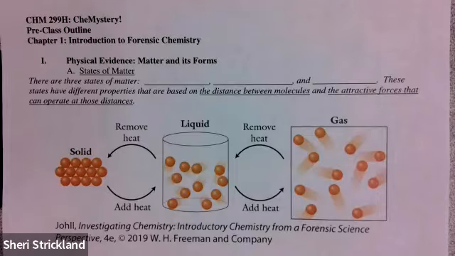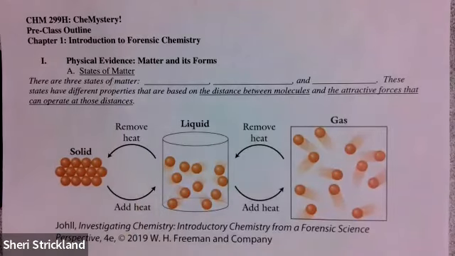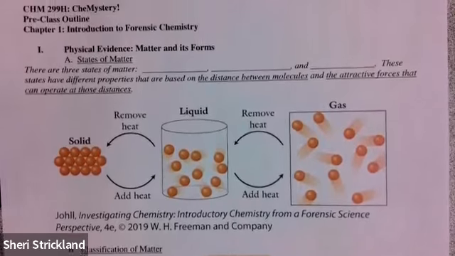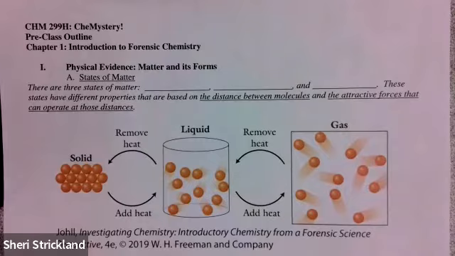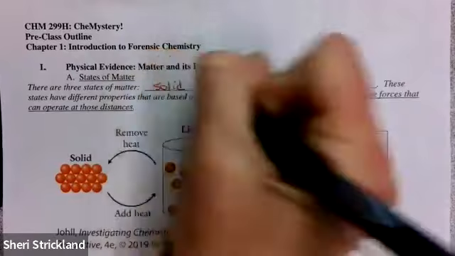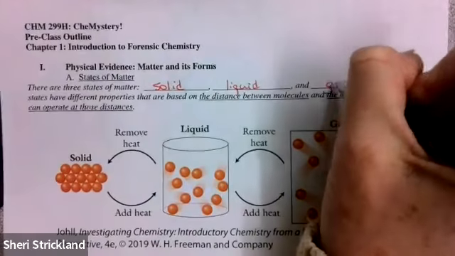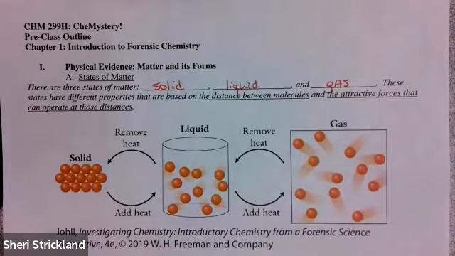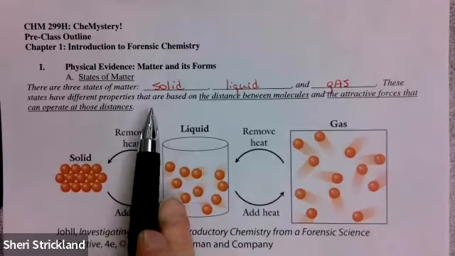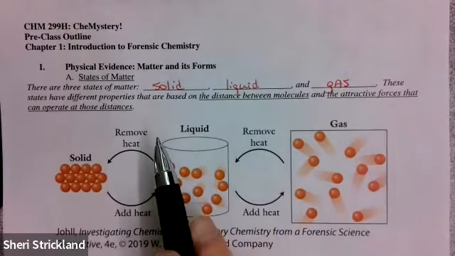And our foundation is matter, because we need to know a fair amount about the states of matter and the classification of matter in order to have a solid foundation to begin. So there are three states of matter that you see right here: the solid, the liquid, and the gas. And you know that. Solid, liquid, gas, and sometimes people call the gaseous state a vapor. Okay, so these different states have different properties that are based on the distance between molecules and the attractive forces that can operate at those distances.